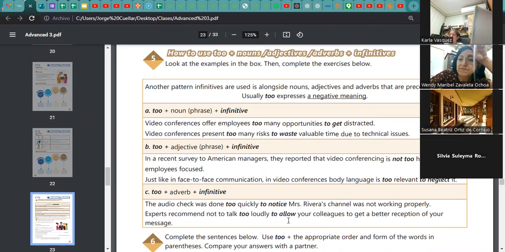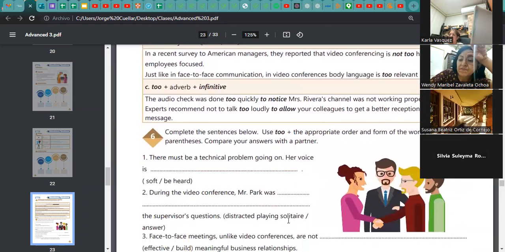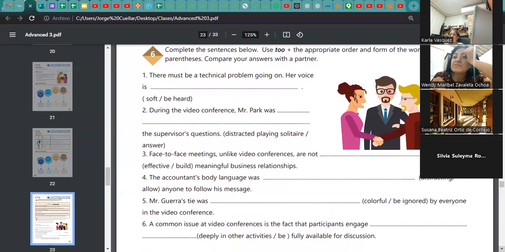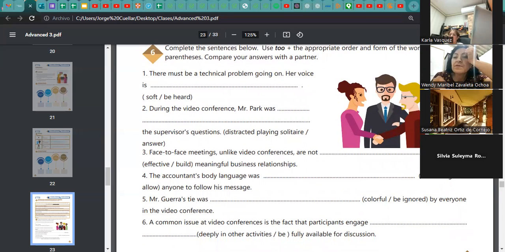I need to practice a lot, teacher. Let's practice then. Here is the exercise. So we are going to practice. Complete the sentences. Use too plus the appropriate order and form of the words in parentheses. And we're going to compare at the end. There are six. In the parentheses, we're going to see what we're going to use, okay? So I'm going to give you a few minutes and then we're going to check together, okay?